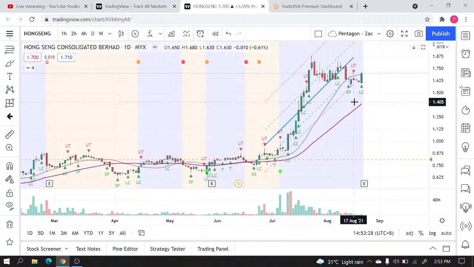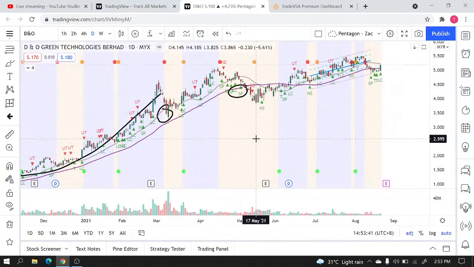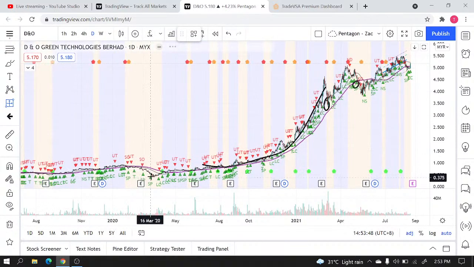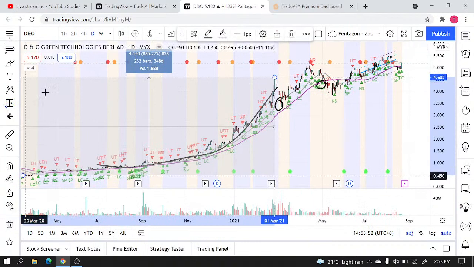How to identify reaccumulation and what's the expectation in this reaccumulation. So for me, Hong Seng, because it has broken up more than 100% already, I think they will make a period of reaccumulation. If not, they will have a shortening of thrust. Similar to DNO.